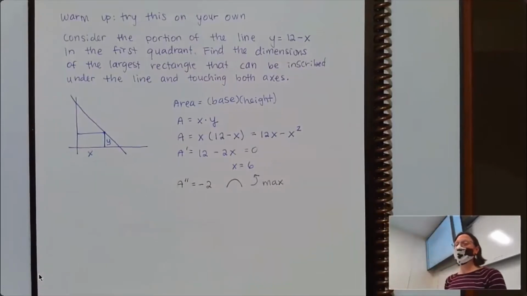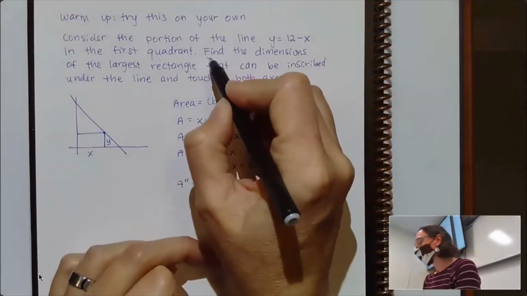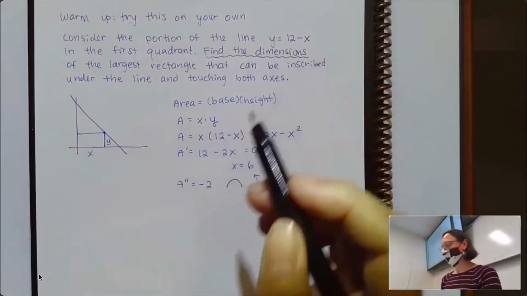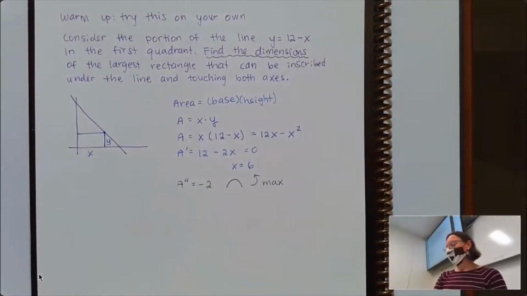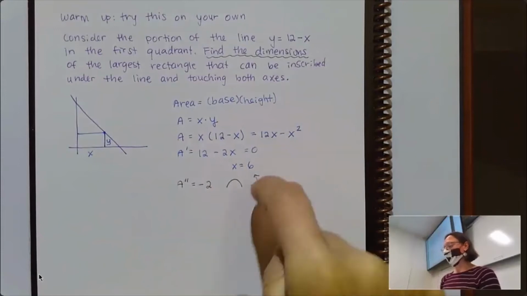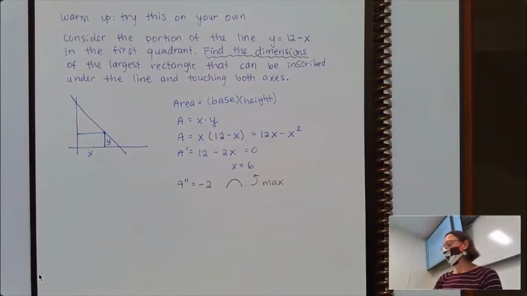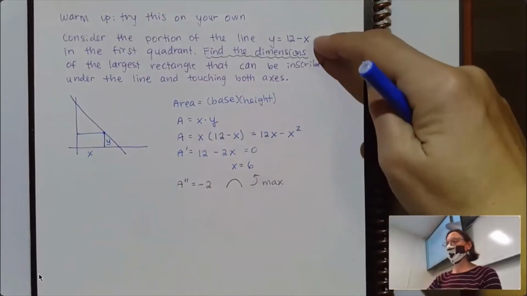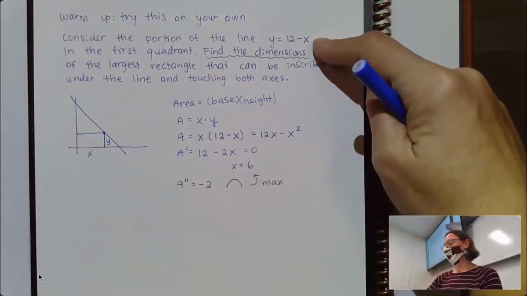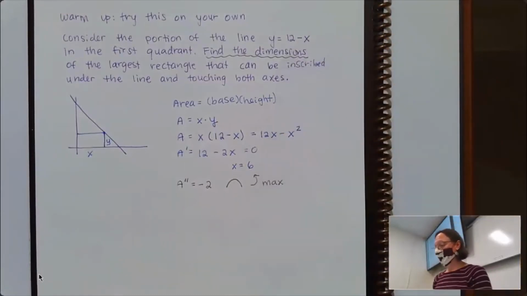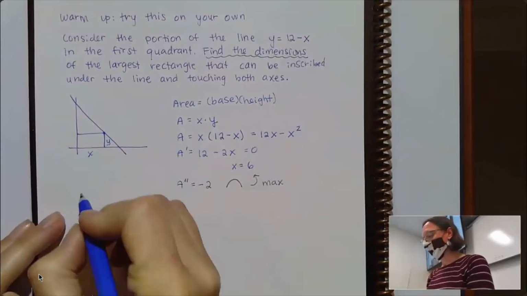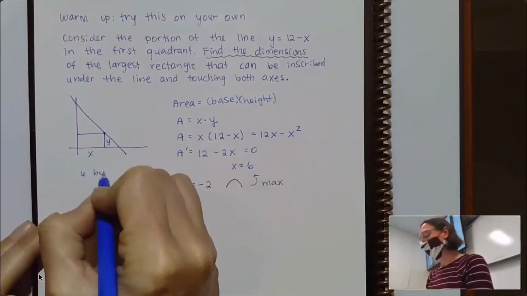And then I go back to make sure that I'm answering the question that was asked. And the question says to find the dimensions. So if I'm going to find the dimensions, I know that x is equal to 6, but I need to plug that back in to get the y value as well. When I plug that back in, 12 minus 6 is also 6. So my final answer would be a 6 by 6.